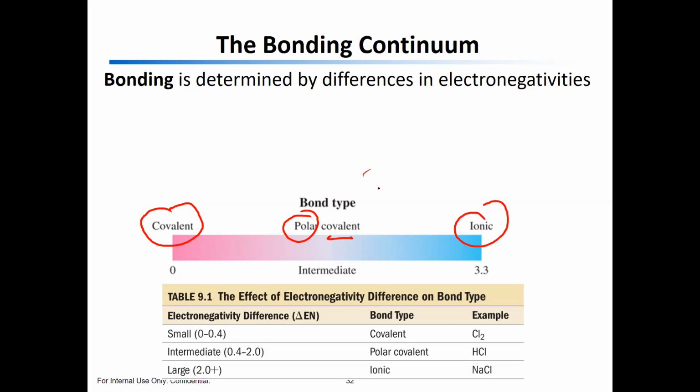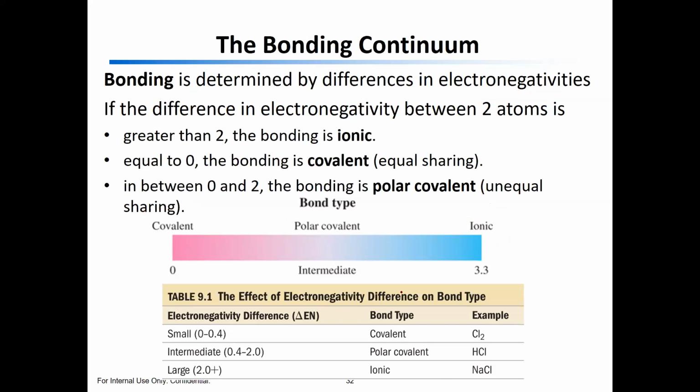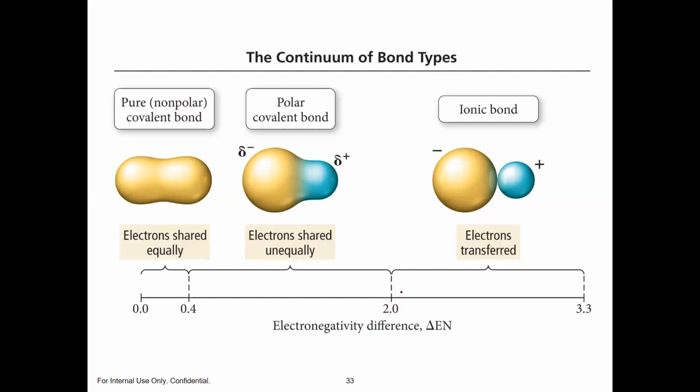So bonding, how we determine bonding is by differences in electronegativities. What the heck does that mean? So what we're going to do, I'll give you this little example. When we have an ionic bond, one atom completely removes an electron, the other atom completely lost it. So what happens? We have a plus charge and minus charge. So there's no sharing of electrons. There's just a plus and minus charge coming together.